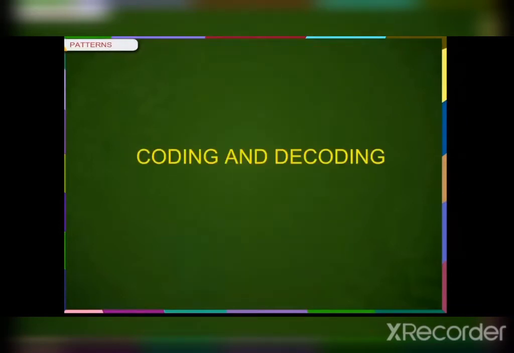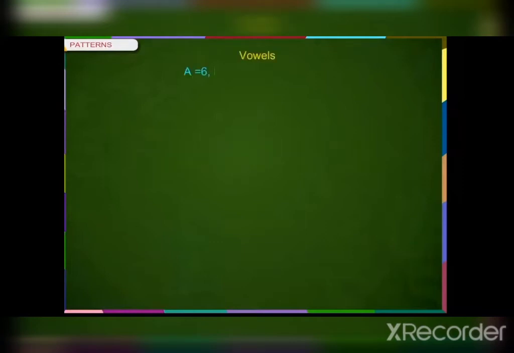Coding and decoding. You can make secret codes by representing numbers with alphabets. For instance, we can assign the following values. Vowels: A is equal to 6, E is equal to 8, I is equal to 4, O is equal to 2, U is equal to 10.